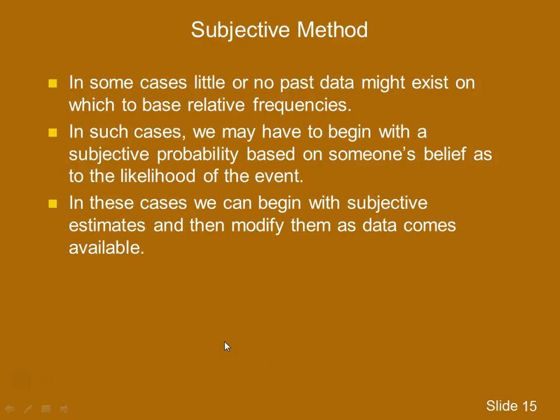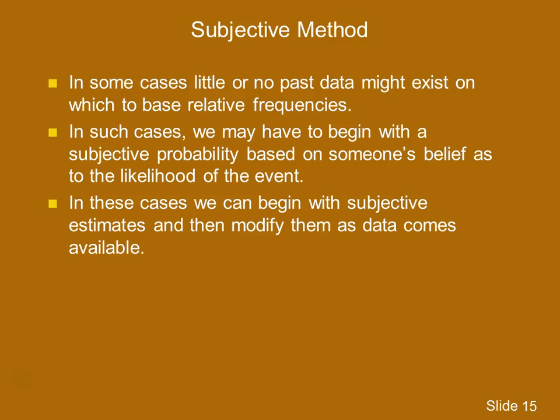Finally, in some cases, what if we don't have any past data to go by? In that case, we might have to just begin with a subjective probability based on someone's belief. For example, and again we'll get to an illustration of this later, a firm comes out with a brand new product, and they're interested in the probability or likelihood of this product being successful and profitable in the marketplace. But they have no past data on this particular product to go by. The product has never been introduced before. So they might have to begin with simply a subjective belief.